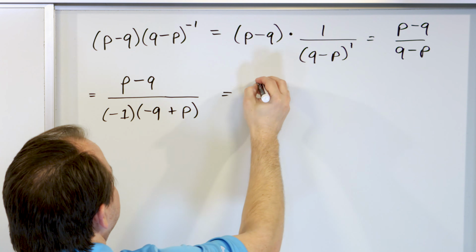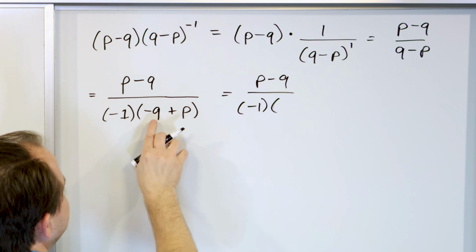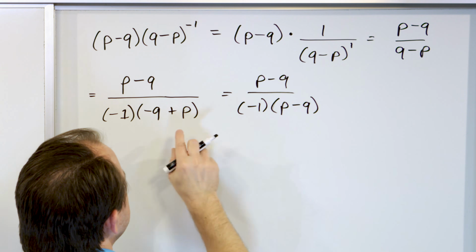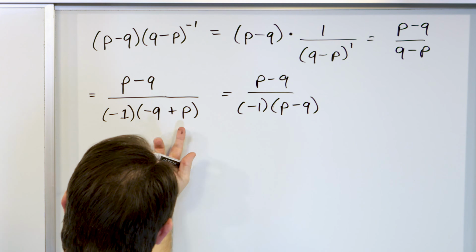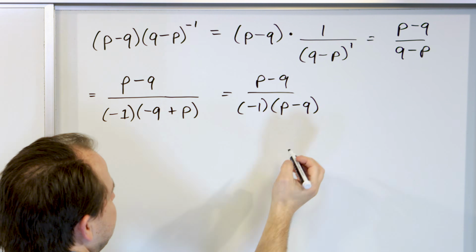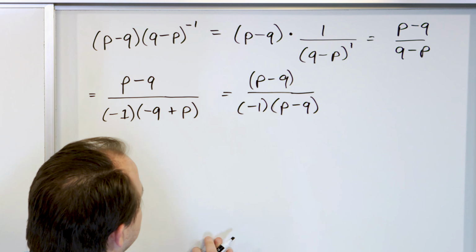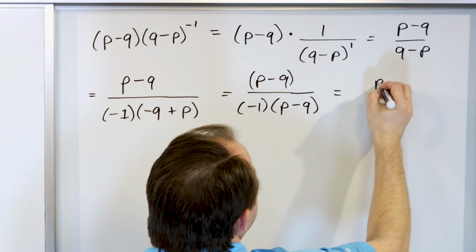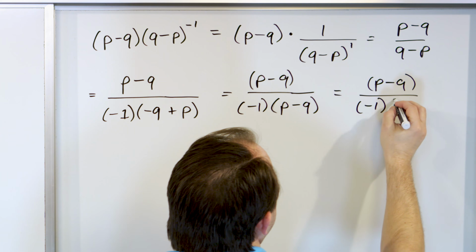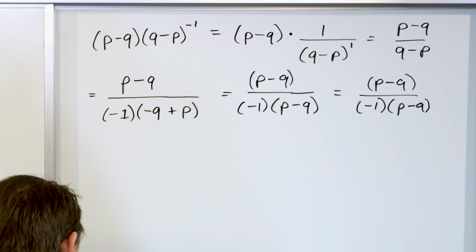In the next step, we'll have p minus q on top. Notice that negative q plus p, I can just rewrite as p minus q, because I can flip the order of the addition. That's exactly the same as negative q plus p. But now look, these terms are the same. If it helps you, I'll put parentheses around that and rewrite it again: p minus q on top. On the bottom, I'll have a negative 1, and then p minus q. And so now you can see exactly what's going to happen.